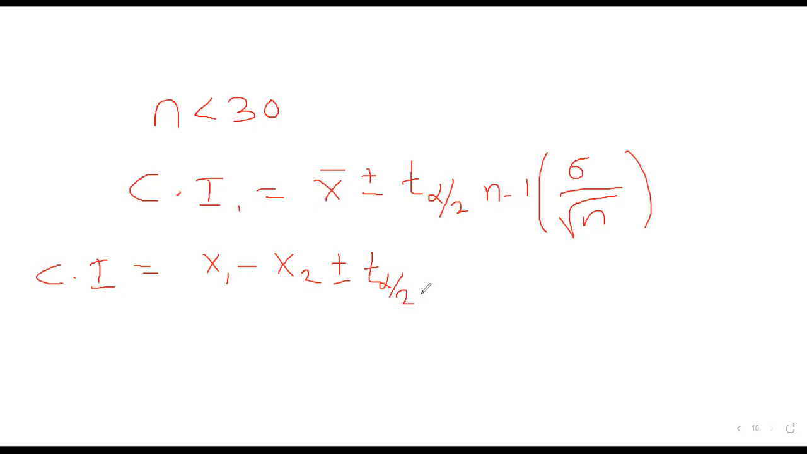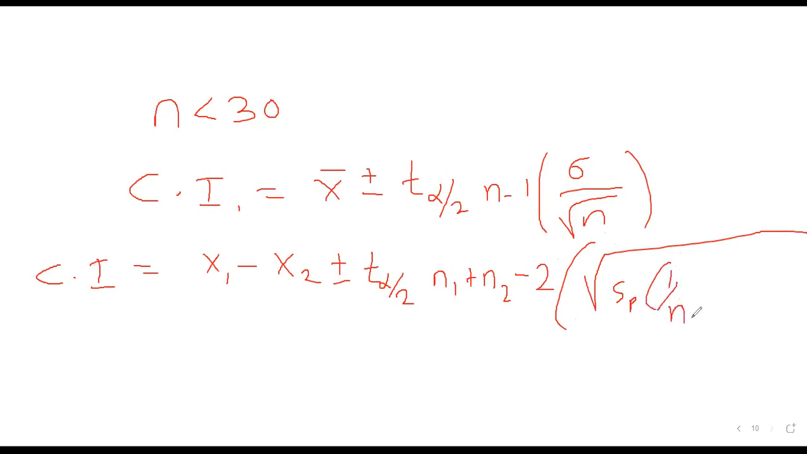So t alpha over 2, n1 plus n2 minus 2, then the square root of the pooled variance times 1 over n1, since this is variance, you put a square there, and 1 over n2. The variance is calculated separately.